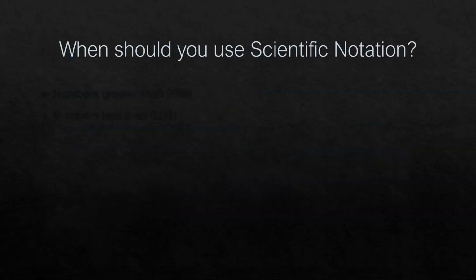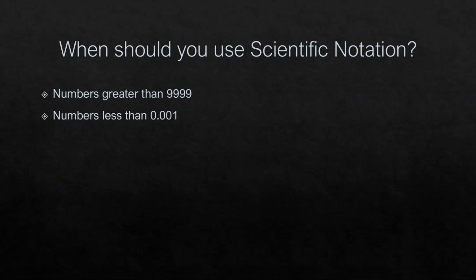So when should you express a number in scientific notation rather than its long form? Here's the general rule of thumb. When you get to 10,000 or bigger, let's put it in scientific notation. So anything greater than 9,999. Likewise, when we're talking really small numbers, anything less than 1/1000th, we're going to use scientific notation. I think that's just a good general rule to use.